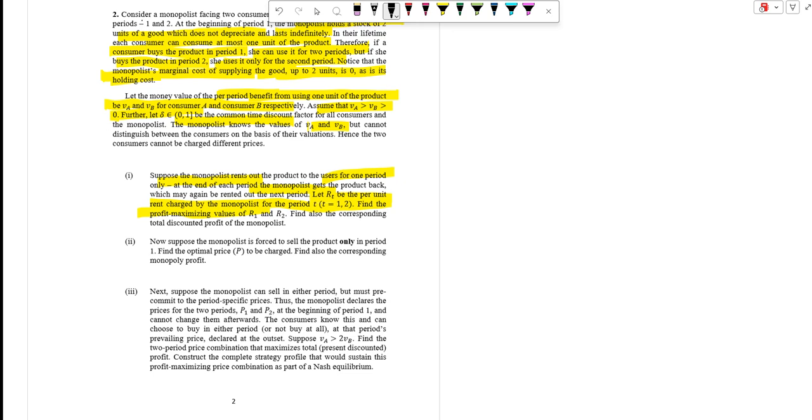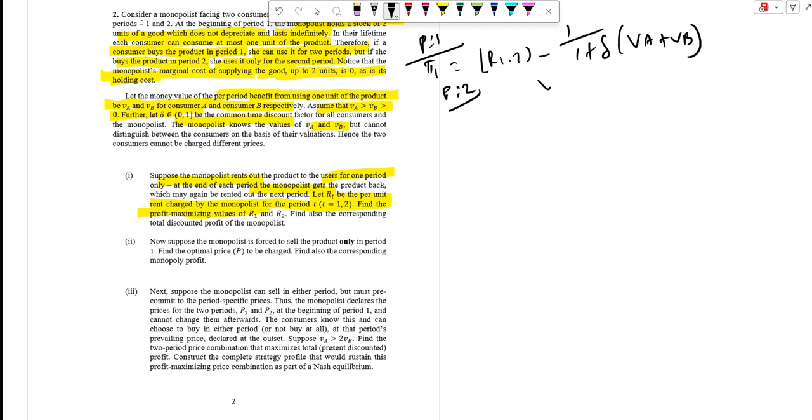So renting it out in period 1 and period 2. The monopolist's profit is given by profit 1 is R1 times VA plus VB. In period 2, consumer A rents the product, then VA into sigma and VB into sigma. So here the profit in period 2 is R2.